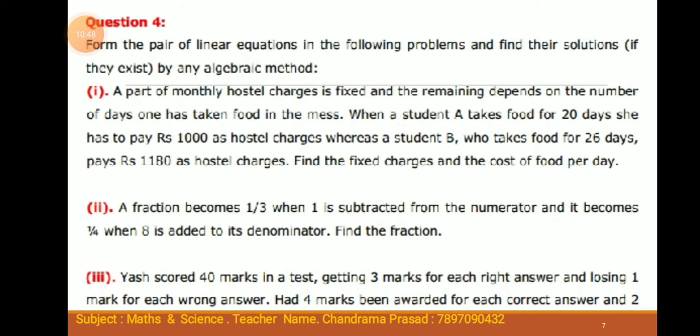Second question. A fraction becomes 1 by 3 when 1 is subtracted from the numerator, and it becomes 1 by 4 when 8 is added to the denominator. Find the fraction.